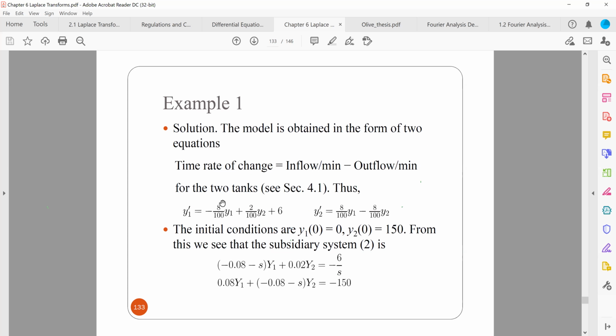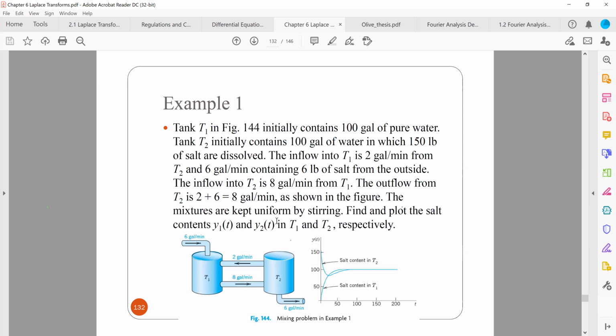So we have minus 8 over 100 for Y1 and 2 over 100 for Y2, then 6 coming from outside. So remember, tank T1 initially contains 100 gallons of pure water, okay? Tank 2 also initially contains 100 gallons. However, it has 150 pounds of salt dissolved. So that's where that 100 is coming from.